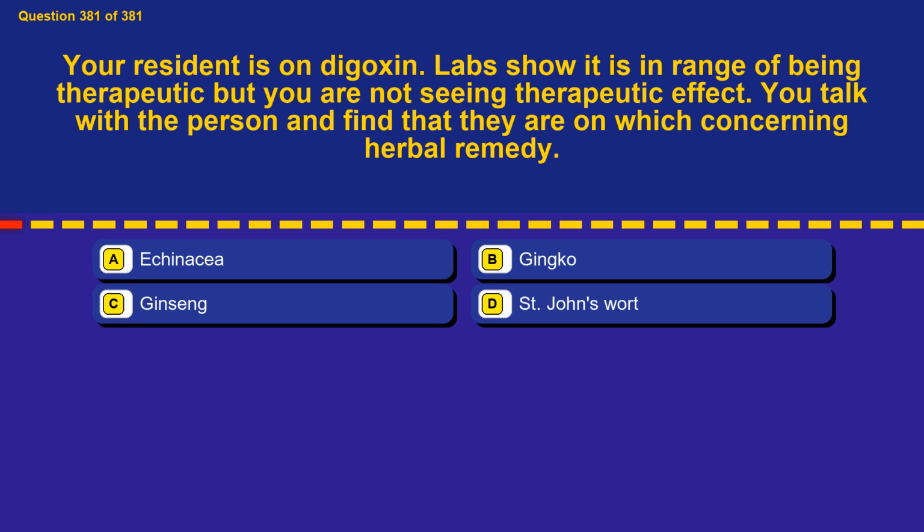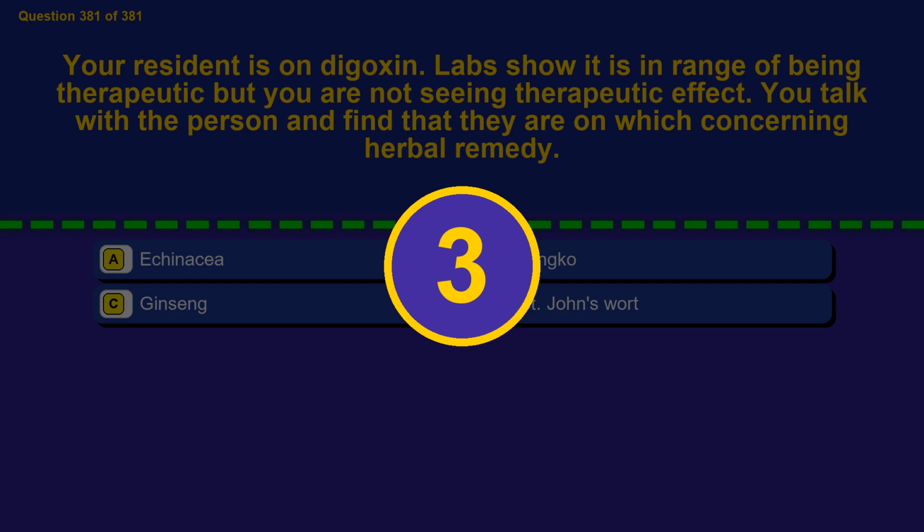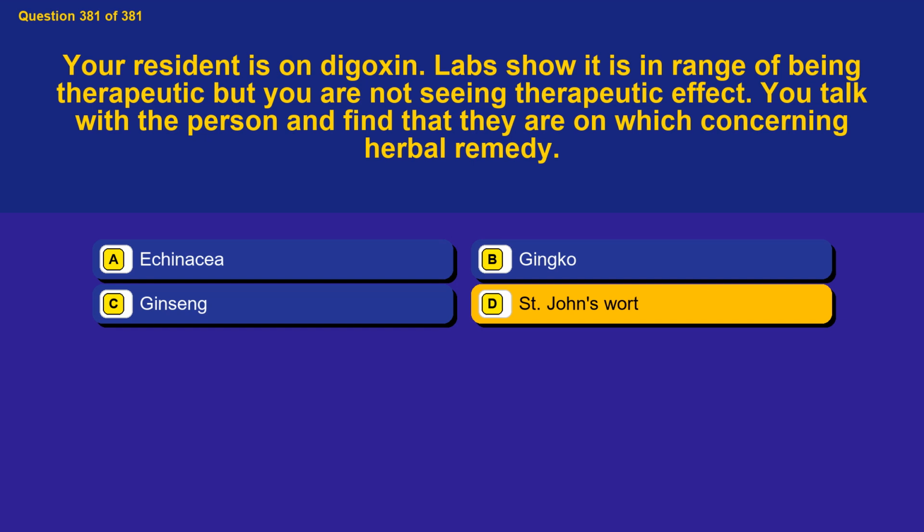Question 381. Your resident is on digoxin. Labs show it is in range of being therapeutic, but you are not seeing therapeutic effect. You talk with the person and find that they are on which concerning herbal remedy? Option A, echinacea. Option B, ginkgo. Option C, ginseng. Option D, St. John's wort. The correct answer is option D, St. John's wort.